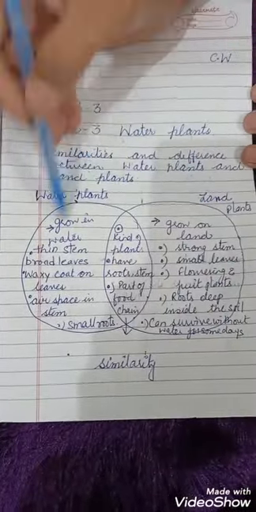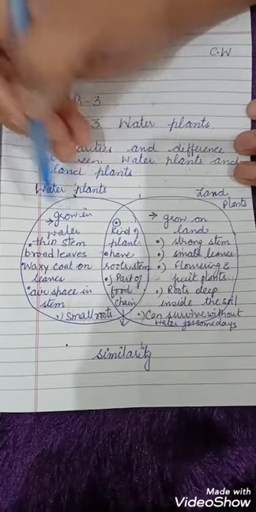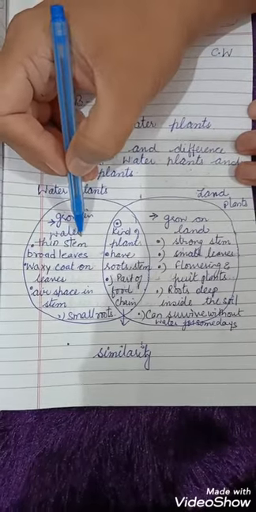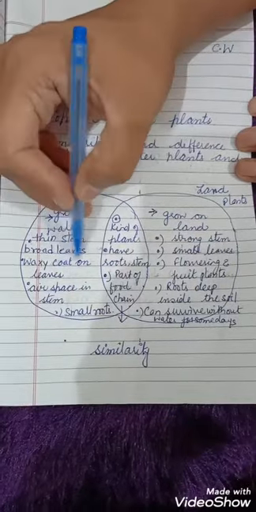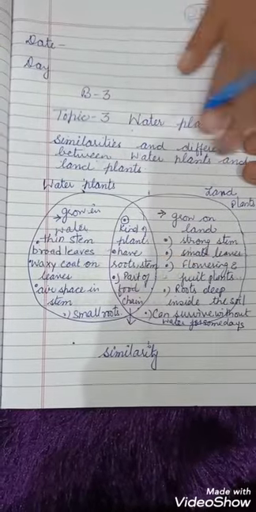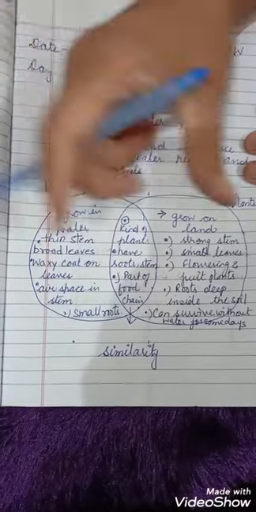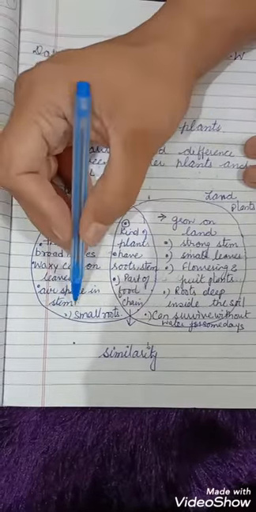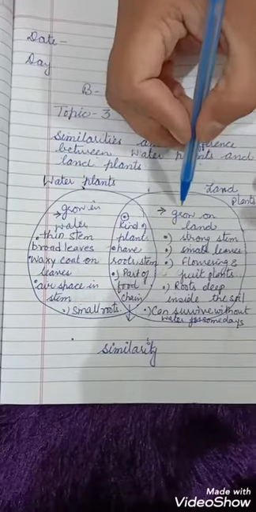The differences between the water plant and the land plant. First, let's discuss the water plants. They grow in the water. Thin stem, बहुत पतली स्टेम होती है. Broad leaves, बहुत चौड़े चौड़े पत्ते होते हैं. Waxy coat on the leaves, उनकी जो लीव्स होती हैं उनके ऊपर वैक्स यानी मोम जैसी कोई कोटिंग होती है. Next is the air space in the stem, उनकी जो स्टेम होती है उसके अंदर एयर स्पेस होती है. And next is the small roots, उनकी रूट्स बहुत छोटी होती है.